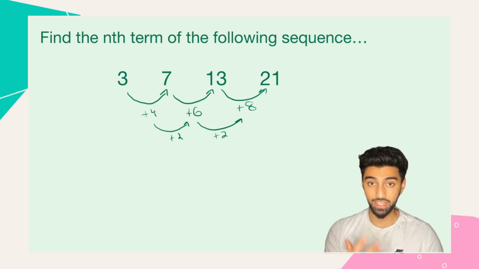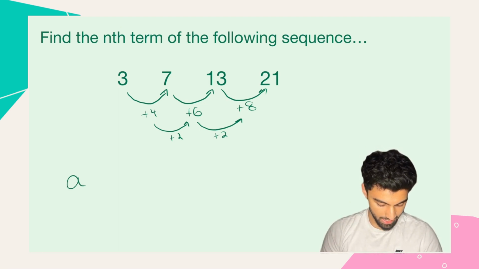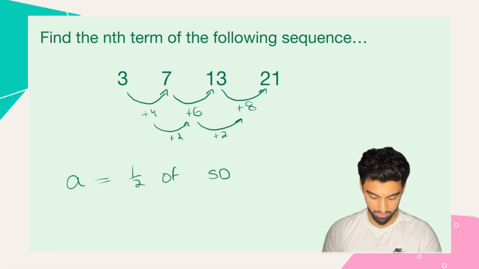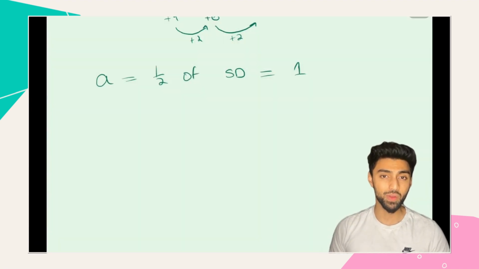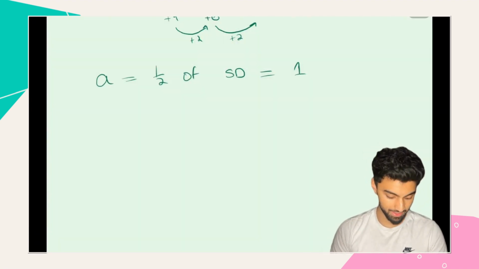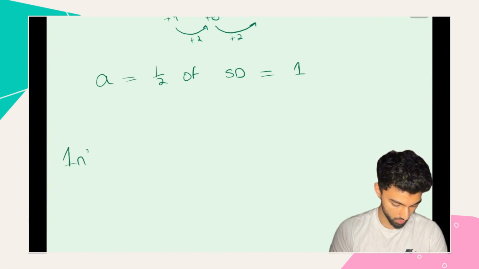Now how does this relate to the nth term? Well, we say that a is half of the second difference. Therefore, a in this scenario is just 1. So now that we have the value of a, we know that the first term in our nth term is going to be 1n squared.